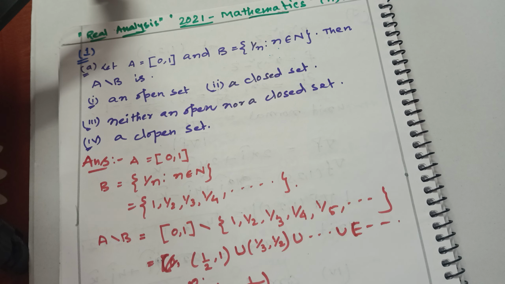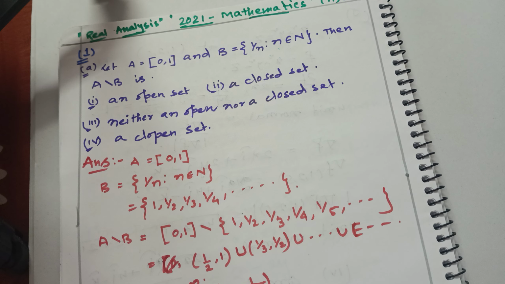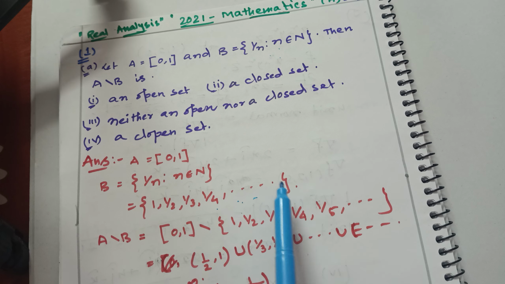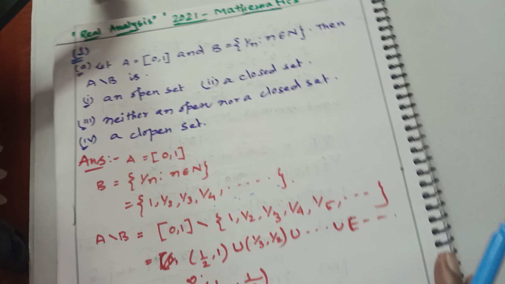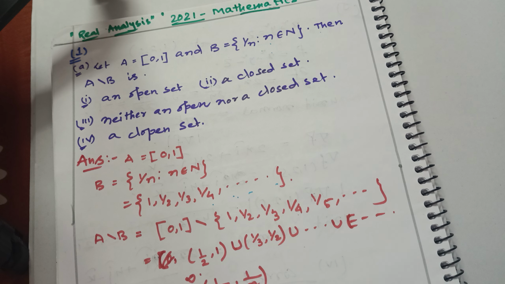So first of all, here given that A equals the closed interval [0, 1] and B is the set of 1/n such that n belongs to natural numbers. So the elements are 1, 1/2, 1/3, 1/4, 1/5 and so on. That is, B is a countably infinite set. Okay, now we find A minus B, that is closed interval [0, 1] minus {1, 1/2, 1/3, 1/4, 1/5, and so on}.